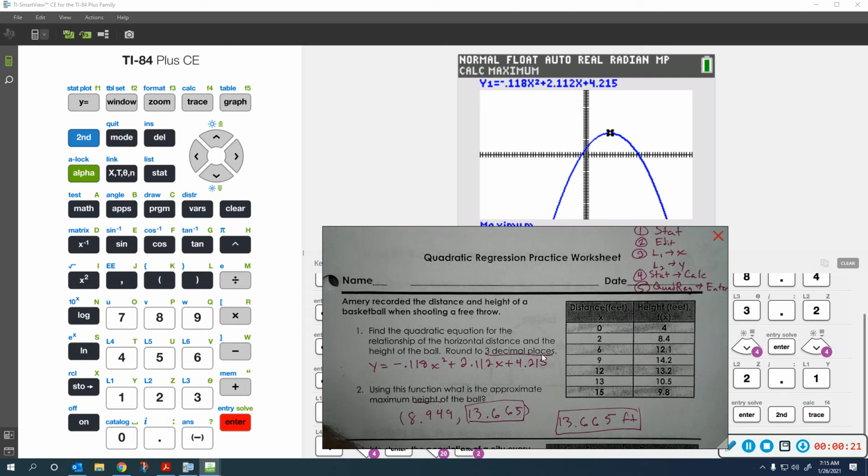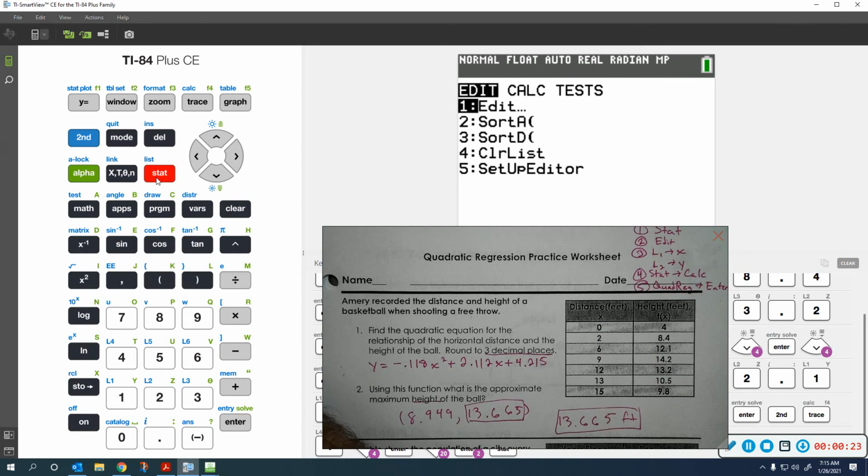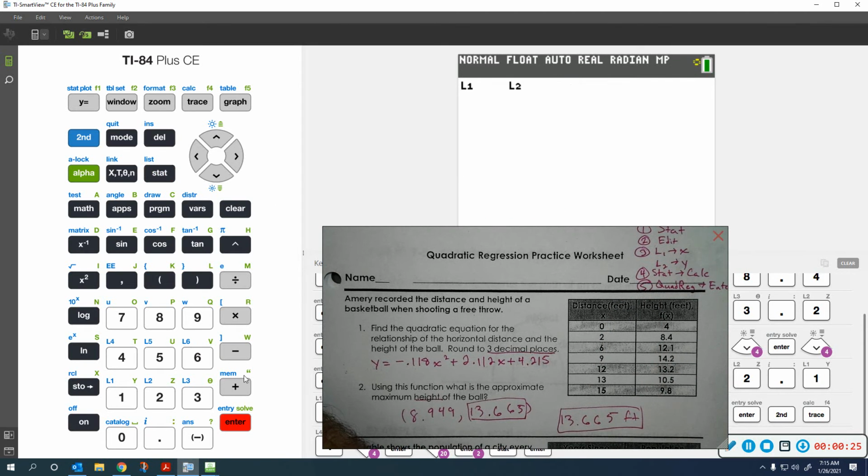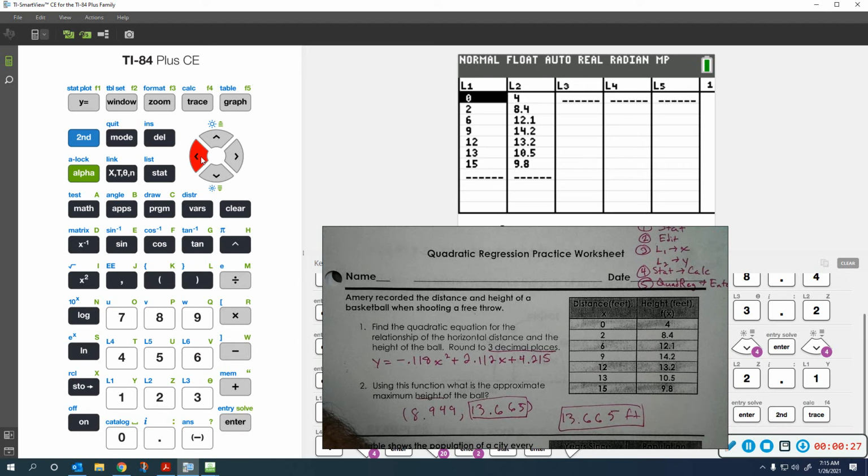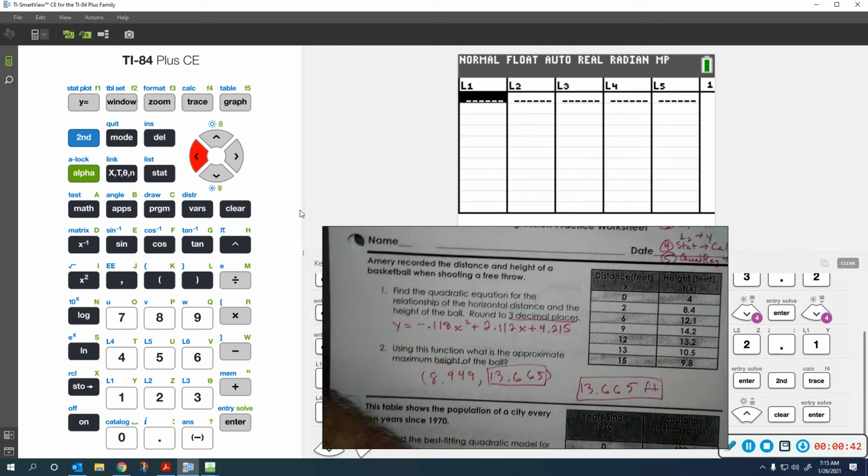So I'm going to go over to Stat. I'm going to go to Edit. I'm going to go to my L1s. If you hit Clear and then Enter, it will clear out the whole column. Go to the L2s. Go up to where L2 is highlighted. Hit Clear, Enter. That will clear out that column, and we will type in the new ones.